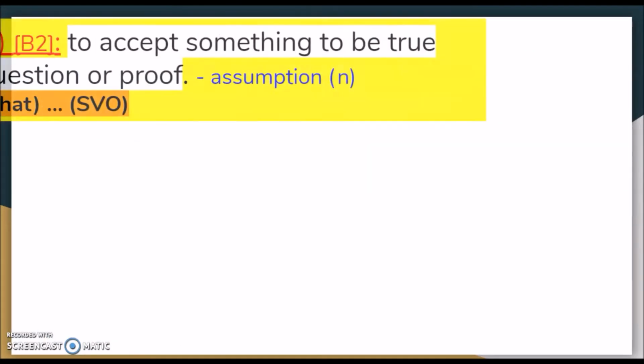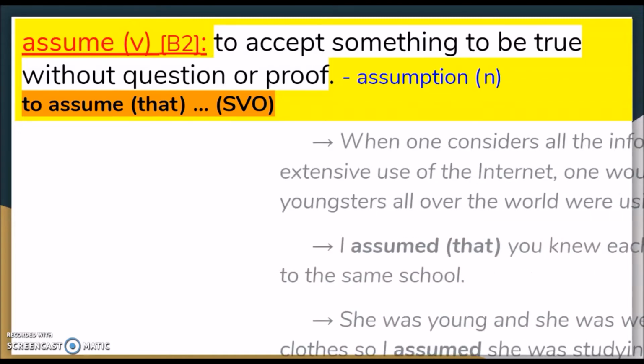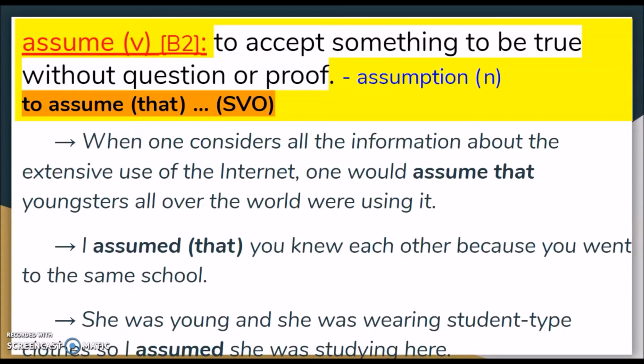Okay, the other word is assume. So that means to accept something to be true without question or proof. Assumption is the noun form. So in the text you will see to assume that, and a full sentence follows after that. When one considers all the current information about the extensive use of the internet, one would assume that youngsters all over the world were using it.